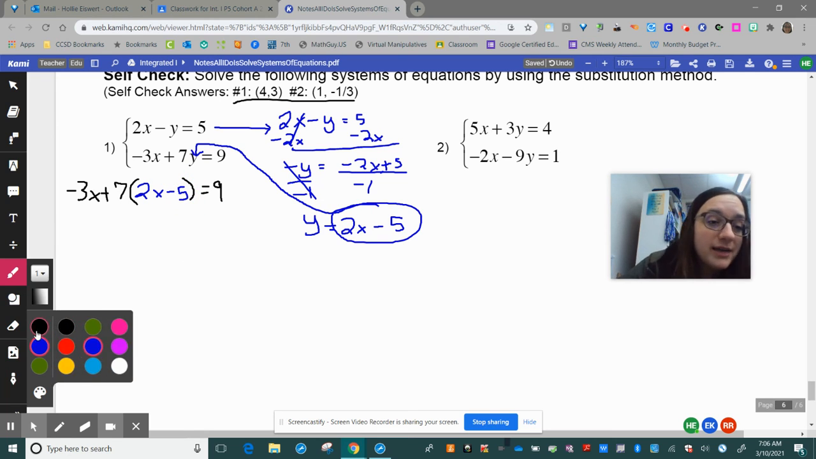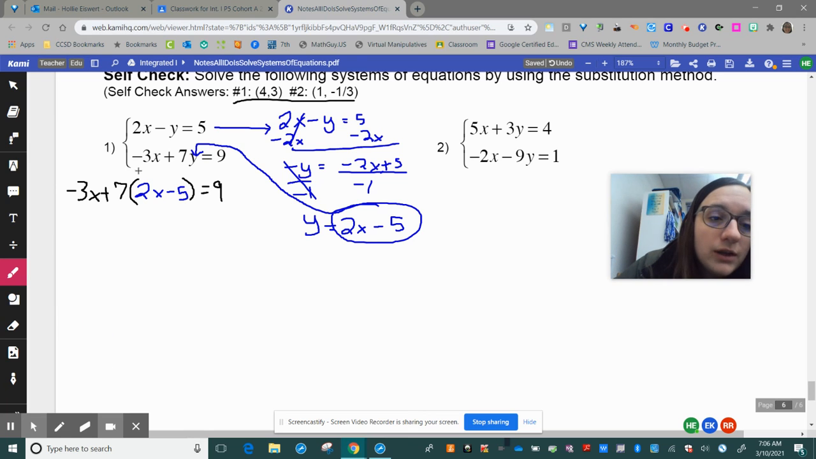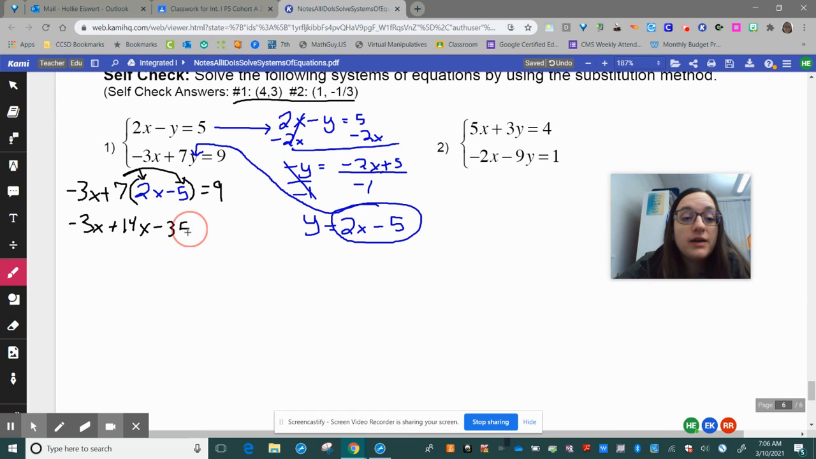Now that we only have x's, we can just solve for x, which will start out with distributive properties. 7 times 2x is a positive 14x. 7 times negative 5 is a negative 35. From here, we can combine like terms. 11x minus 35 equals 9. We can then add 35.